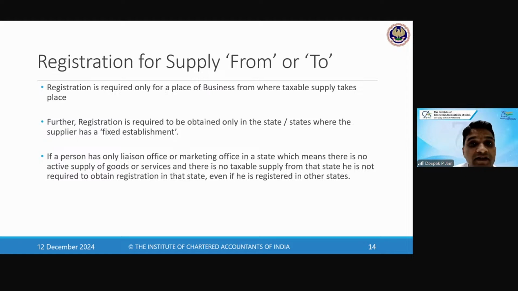Fixed establishment means a place which has a permanence of human and technical resources. If you have some fixed employees working there, you have a fixed place, then that is called a fixed establishment. So if you have a temporary structure, then that will not be considered a fixed establishment. For example, you have put up a stall and from there you're making sales, that is not a fixed establishment. There should be some permanence, that is called a fixed establishment.